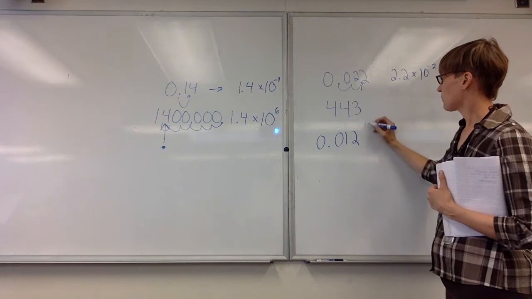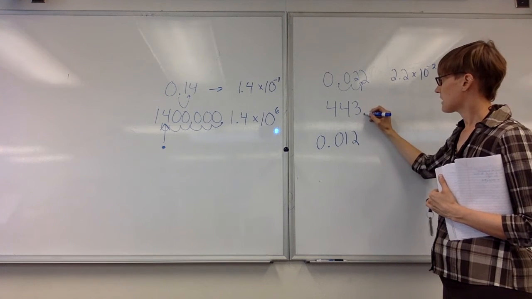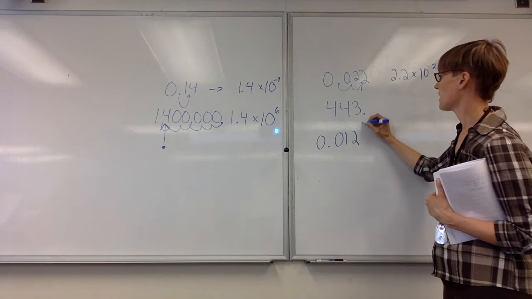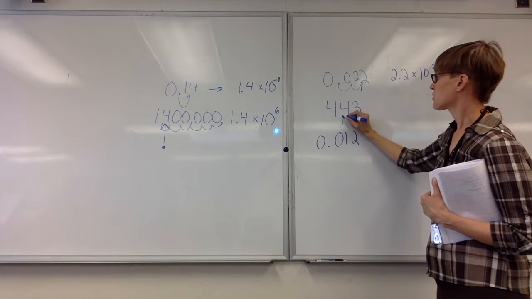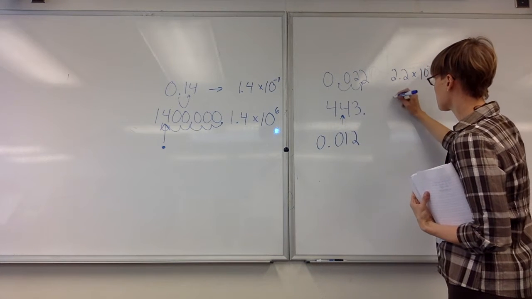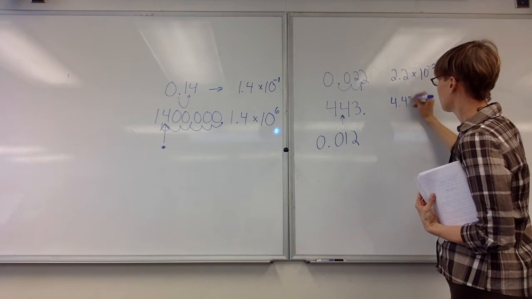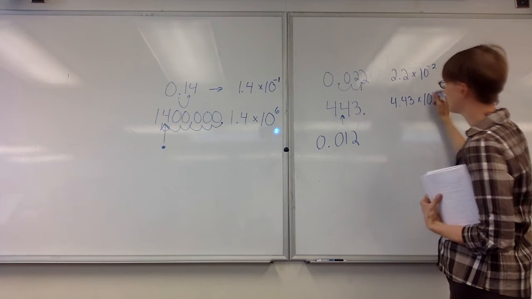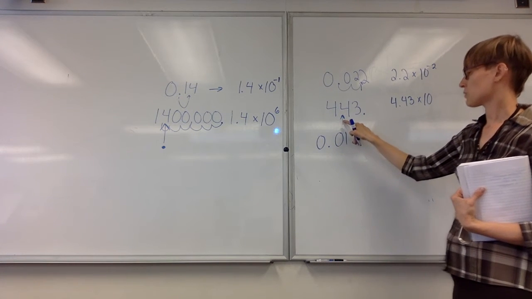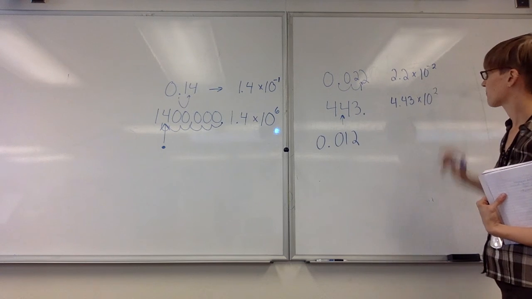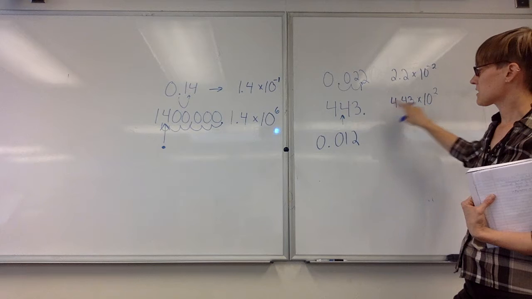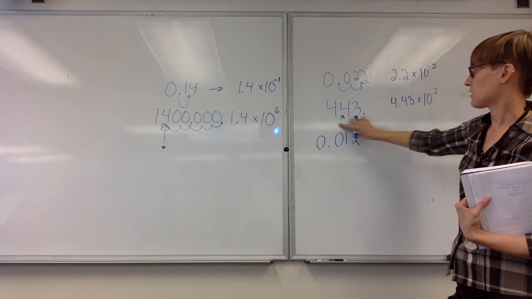For my second example, my decimal point's originally at the end of the number after the 3. We're going to move it so that there's 1 digit in front of it. So I'm moving it between the 4's. Okay. So it's going to be 4.43 times 10. And how many places did I move it? I moved it 2 numbers to the left. So it's a 2 there, and it's positive because this is a number that's greater than 1.